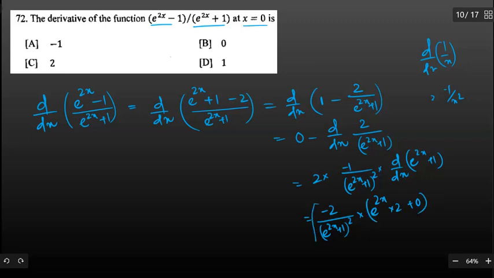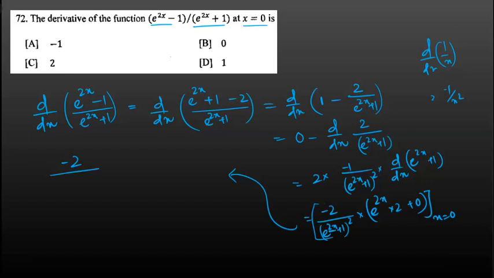So this entire value at x is equal to 0. So what will be the value of this? Let's put, so minus 2 by e raised to the power 2x, that means e raised to the power 2 into 0 means e raised to the power 0.